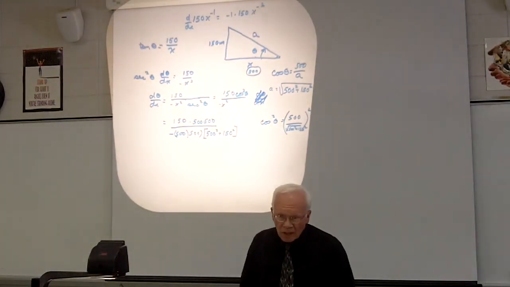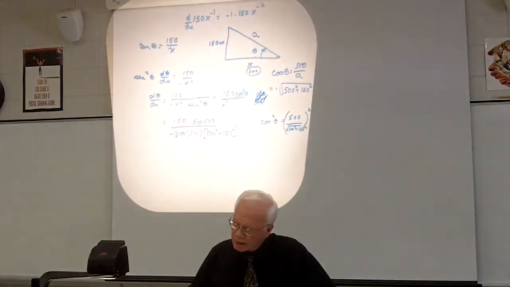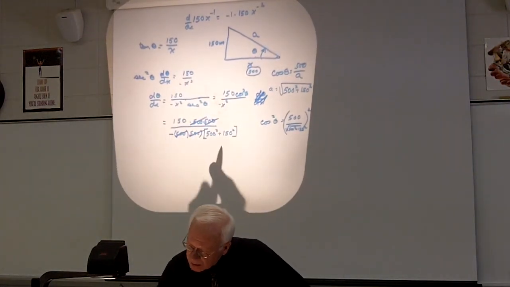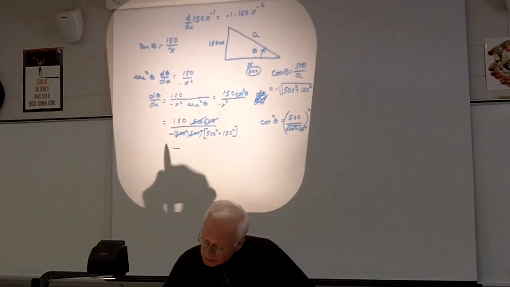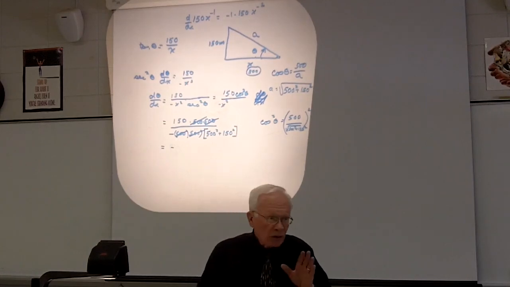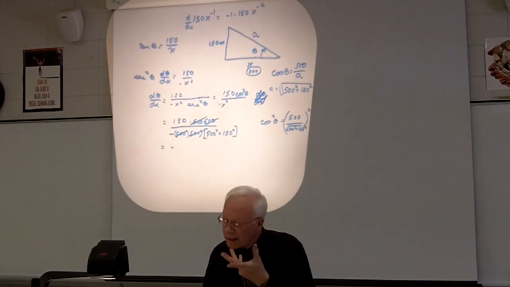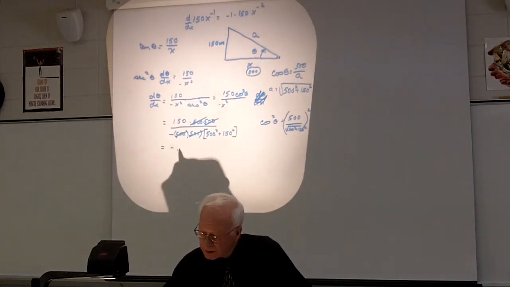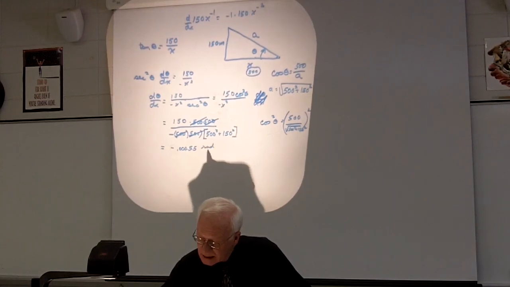Now, I would like you to crunch the number for me in a minute. This one cancels with this one, and so now I just have this. What does that number turn out to be? It's going to be a negative number. And I'd like it crunched because we're going to do it a different way in a moment, and I want to see that you get the same answer. 0.00055. Now it's going to be in radians per meter.